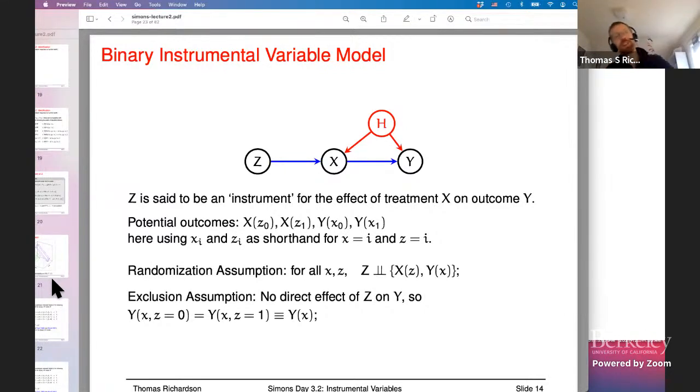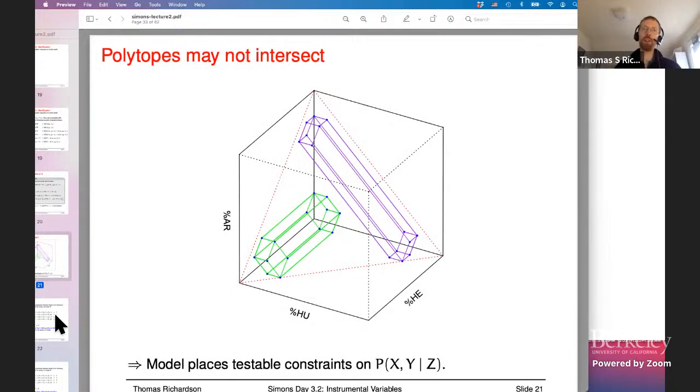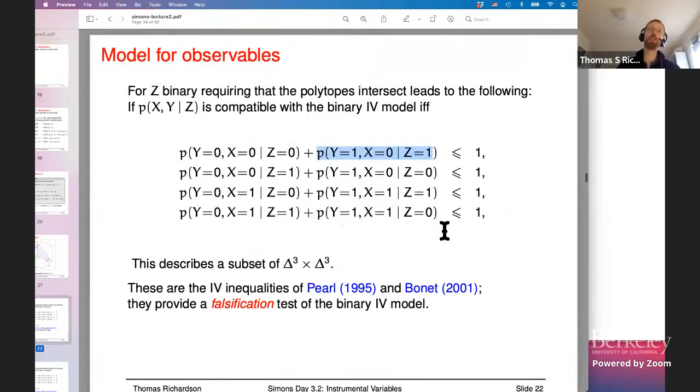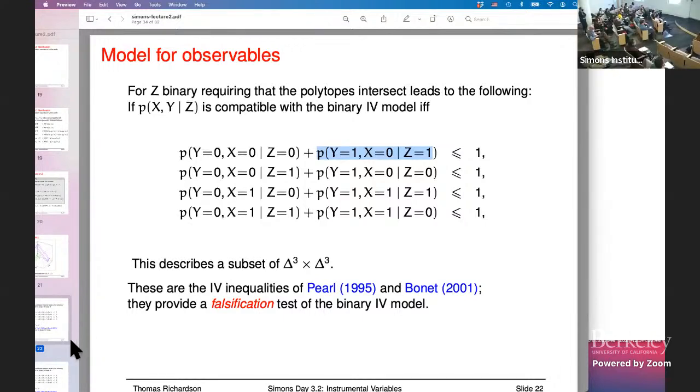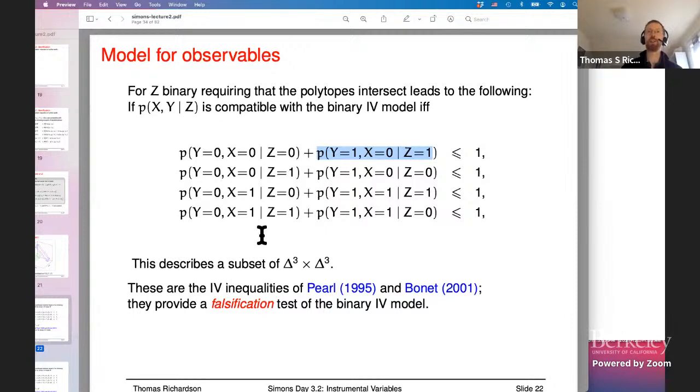But it does have to be said that what I'm presenting is giving bounds. Okay, so now hopefully you see where all these inequalities come from. These were also introduced by Pearl and generalized by Bonet, and then further generalized by Kédagni and Mourifié. I'll talk about that in a moment. These provide a falsification test of the binary IV model. So if you violate these inequalities, then we know that the IV model does not hold.